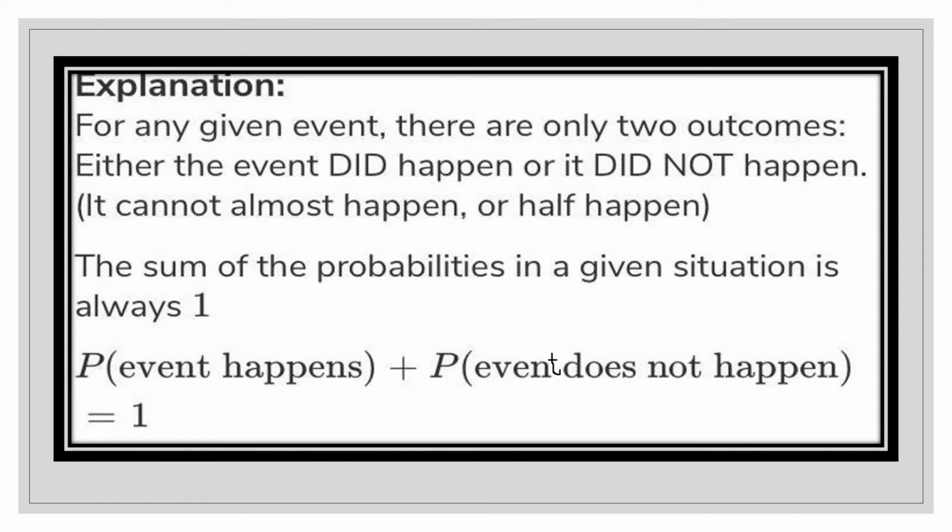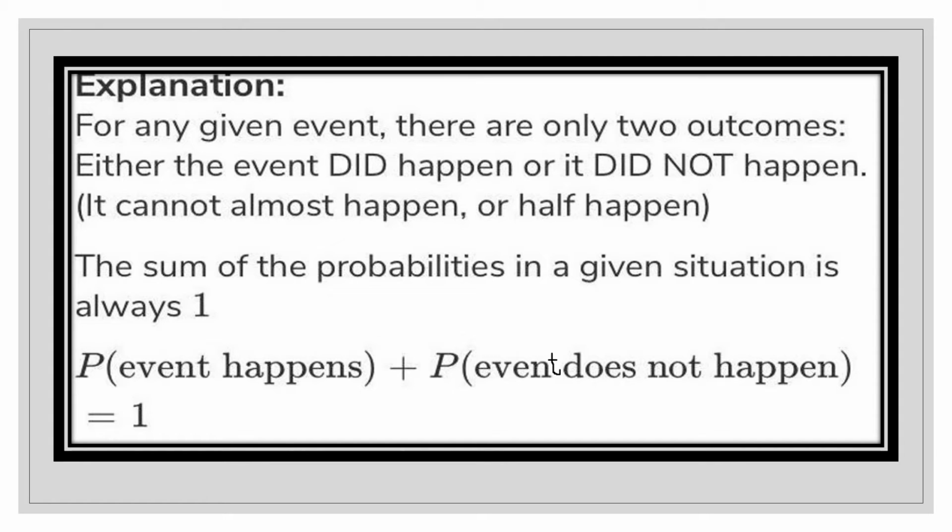Since we are talking about the probability that an event does not happen, this is just an additional explanation from the previous lesson. For any given event, there are only two outcomes: either the event did happen or it did not happen. So remember, the probability has only two outcomes. First, will happen. Second, will not happen. It cannot almost happen or half happen.